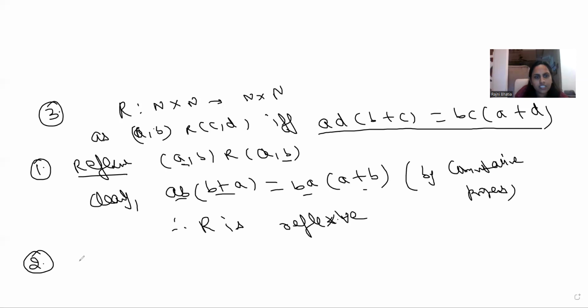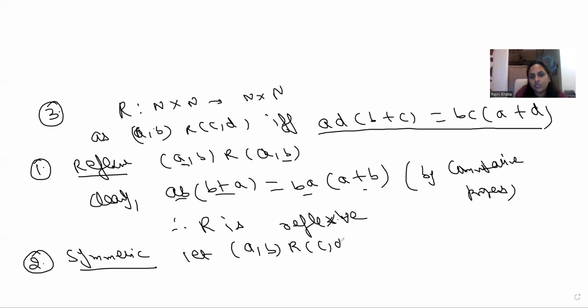Now, second part is, in order to prove that this is symmetric, we will write let AB be related to CD. Now, if AB is related to CD, what does this imply? This implies AD into B plus C is equal to BC into A plus D.